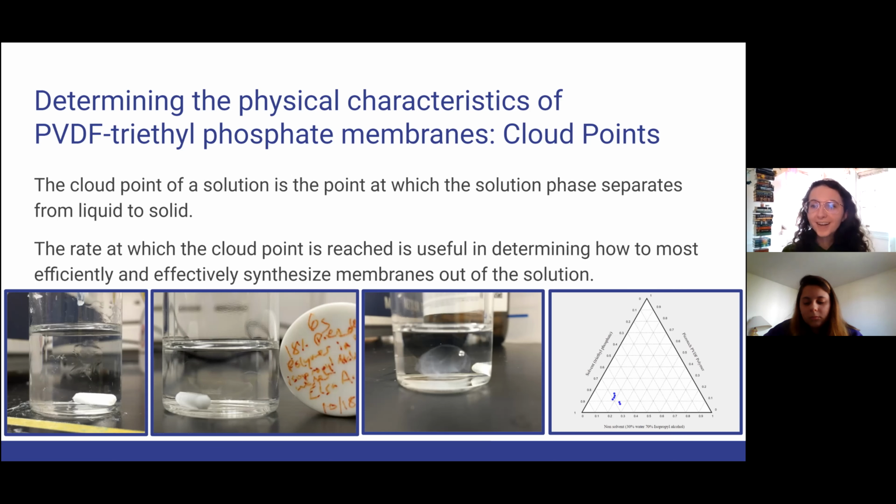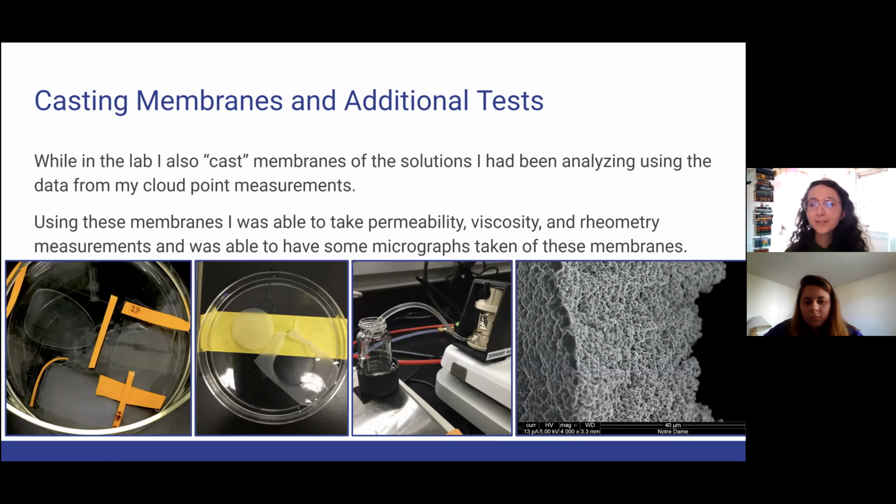So that's what I did. Once I finished taking the cloud point measurements, I moved on to applying my results. I cast, which is our term for creating, quite a few membranes while in the lab. Using the data I found with the cloud point measurements, I was able to create dozens of small membranes that I could test to determine certain properties of the PVDF triethyl phosphate structures.